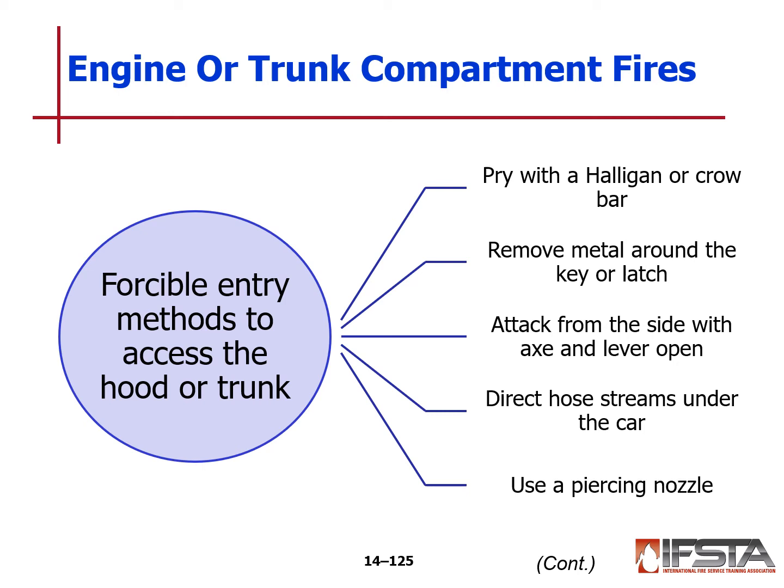Forcible entry methods to access these areas: you can pry with your Halligan or crowbars. You can remove metal around the key or the latch as well. With trunks, you can punch out the cylinder lock with the spike of the Halligan, or drive it through as well. You can attack from the side with an axe and lever open as well.